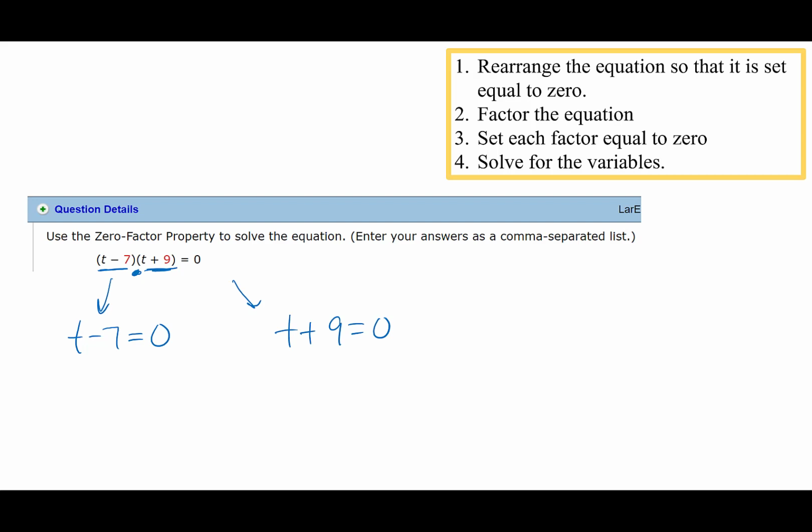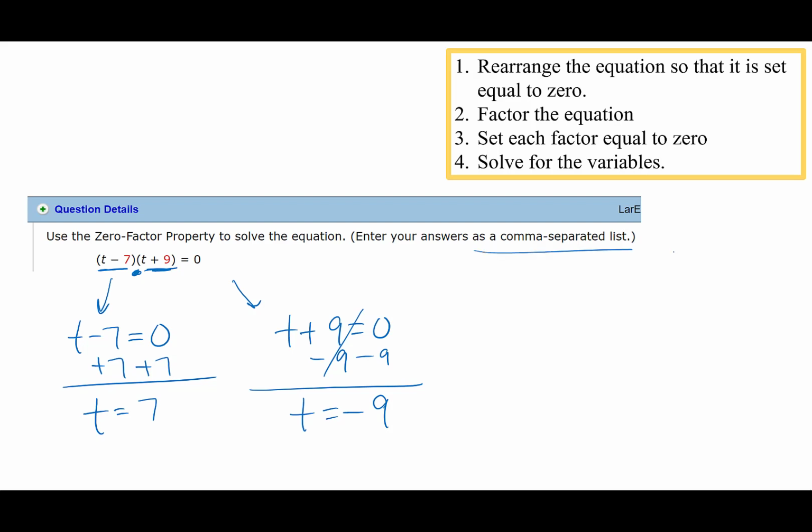Over to the left side, if t minus 7 equaled 0, what would t be? Well, we can add 7 to both sides. t would be 7. If the factor t plus 9 equaled 0, what would t be? Subtract 9 from both sides, and t would equal negative 9. Those are your two answers. WebAssign has asked that you put it in a list with a comma separating, so in any order, 7, negative 9 is your answer.